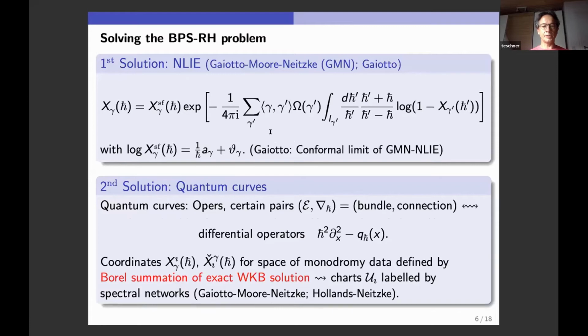On the one hand, the work of Gaiotto, Moore, and Neitzke gave a solution in terms of nonlinear integral equations. Whenever you can solve these nonlinear integral equations, which you can often do by iteration, and there are in some cases results concerning existence and uniqueness of these NLIE, they basically produce from the given input data, which are here our coordinates A and theta, the desired coordinates x sub gamma of h bar, which represent the solution to the BPS Riemann-Hilbert problem.